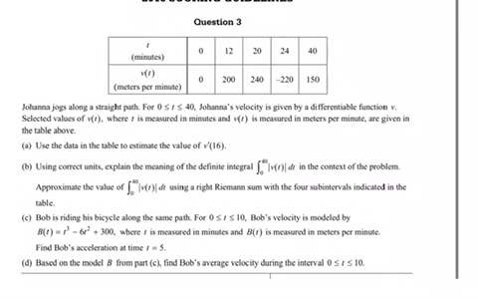Okay, let's look at question 3b. Using correct units, explain the meaning of the definite integral from 0 to 40 of the absolute value of v(t) dt in the context of the problem. Then you have to approximate the value of the integral using a right Riemann sum with the 4 subintervals indicated in the table.